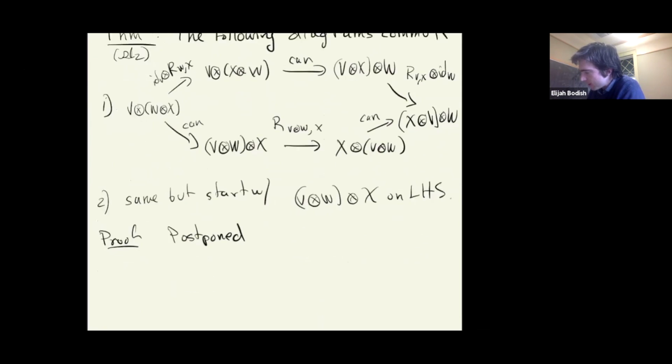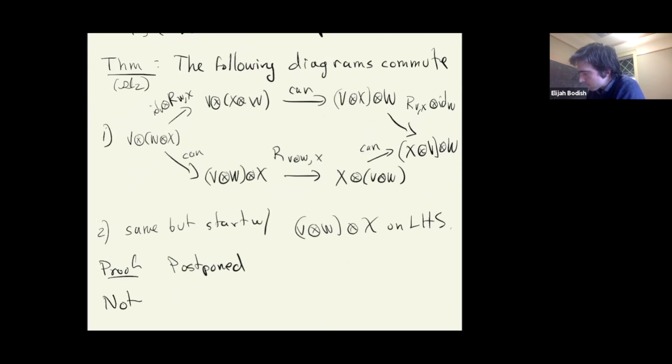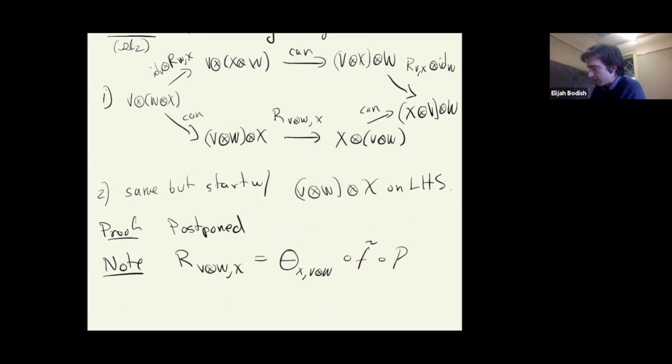The thing I just wanted to note is that this R_{V tensor W, X}, it makes sense, but it's maybe a little more confusing how to write it. Again, I use my element theta, but now for X and V tensor W, with some F tilde and some P. I need to make sense of this theta. The point is that this is equal to the identity tensor my co-multiplication evaluated at my old theta, which is just this formal sum, and then applied to my representation, X tensor V tensor W.